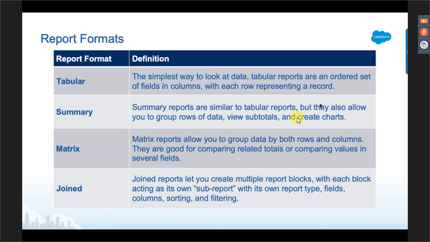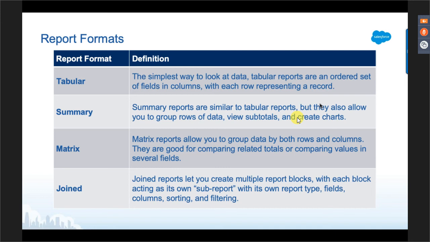And joined reports are right now expected to be generally available on a dashboard in Summer 19. So know that if you're asked the question, which report formats can be visible or made visible on a dashboard, the answer would be summary and matrix. If you take your certification past Summer 19's release, you may consider doing a little bit of homework on it, and joined may be added to that list.